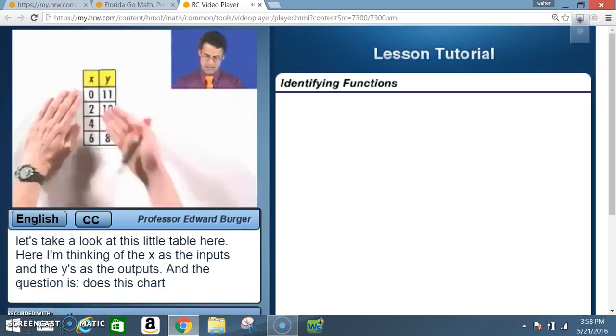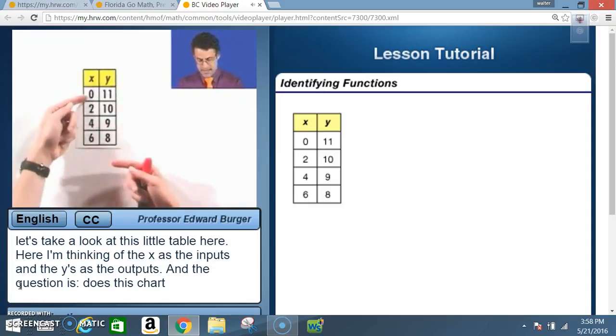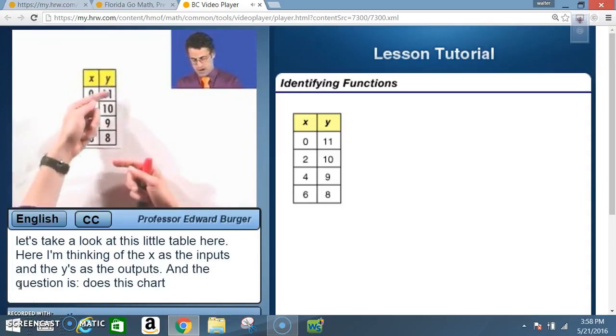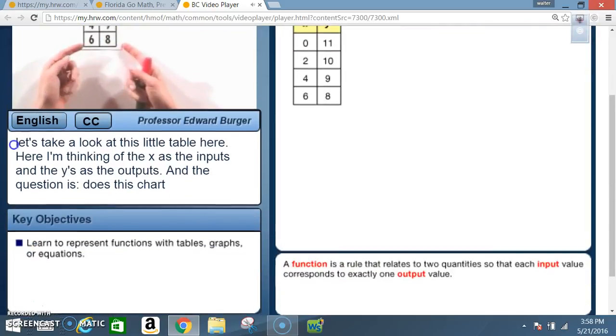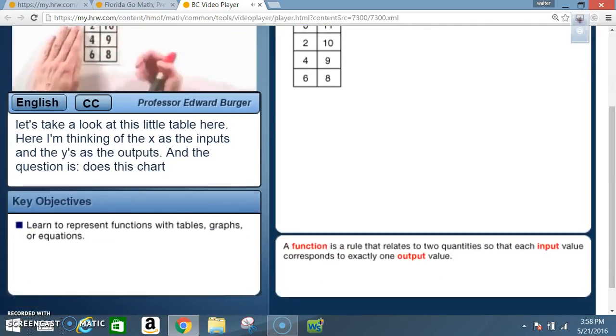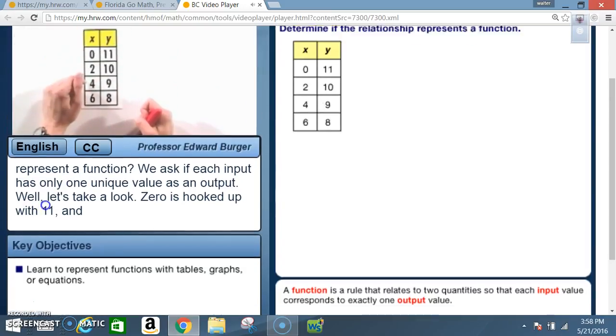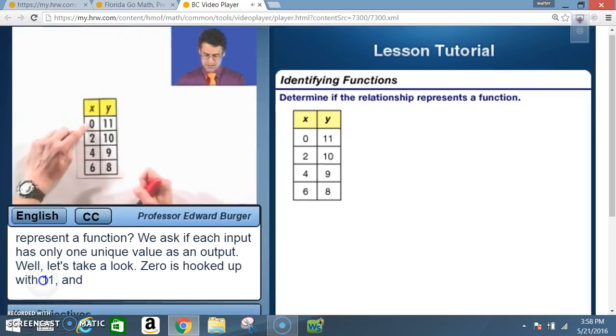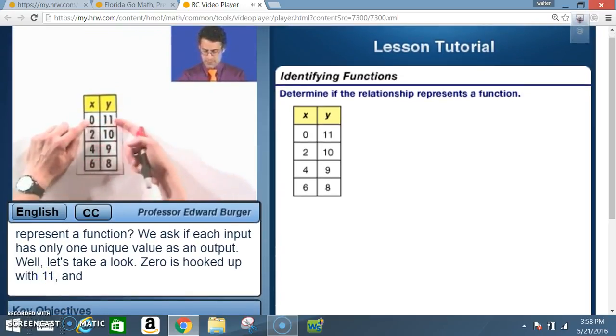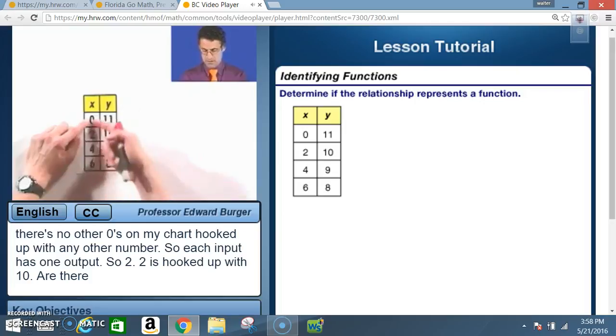So let's take a look at this little table here. So here I'm thinking about the x's as inputs and the y's as the outputs, and the question is, does this chart represent a function? Well, the question is, does each input have only one unique value as an output? Well, let's take a look. 0 is hooked up with 11, and there's no other zeros on my chart hooked up with any other number. So each input has one output.